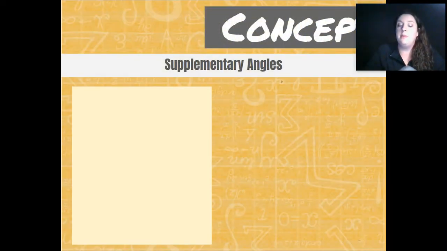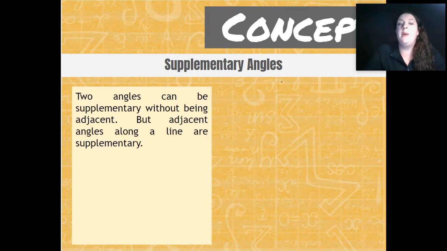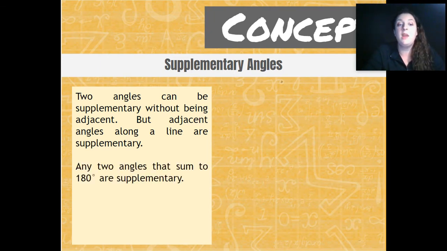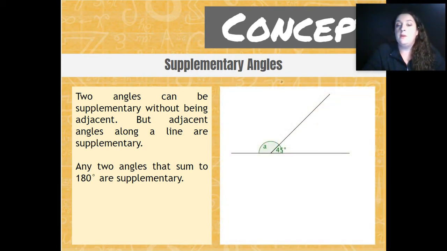Concept 2, supplementary angles. Two angles can be supplementary without being adjacent, but adjacent angles along a line are supplementary. Just because two angles are equal to 180 degrees because they're on a line is not the only time they can be supplementary. Any two angles that when added together equal 180 degrees are supplementary.